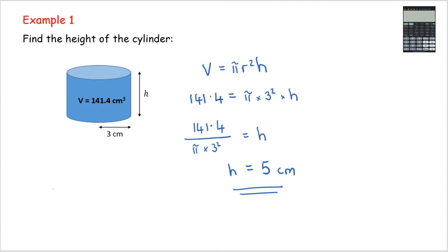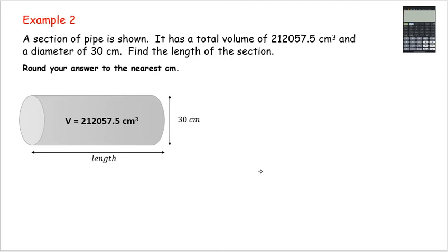Okay, so moving on to example 2. We're given a section of pipe here. So you can see again it's a cylindrical section of pipe. It has a total volume given, and a diameter of 30 centimetres, and we want to find the length of the section. Okay, so it's very similar to the previous question. We're asked for the length, or if I was to rotate that around, the height of the cylinder.